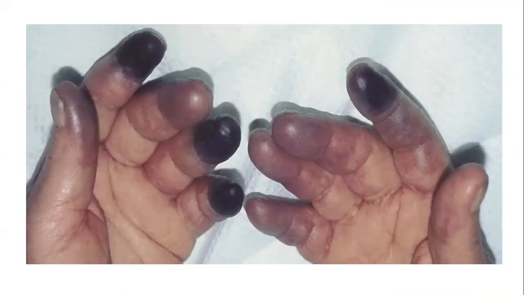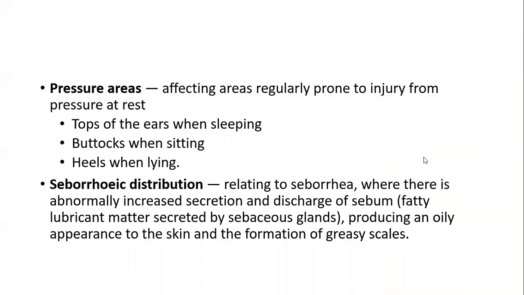Lesions in acral distribution. This is Raynaud's phenomenon, seen mainly on the fingers. Then lesions can be seen on pressure areas, like the top of the ears when sleeping, buttocks when sitting, or in a bed-bound patient, heels in a comatose or bed-bound patient. The lesions can be seen in a seborrheic distribution, related to those areas in which there is abnormally increased sebum secretion, producing an oily appearance of the skin and formation of greasy scale.